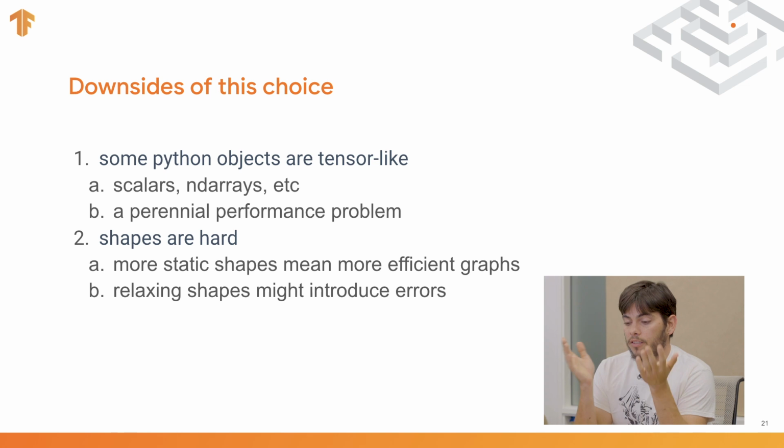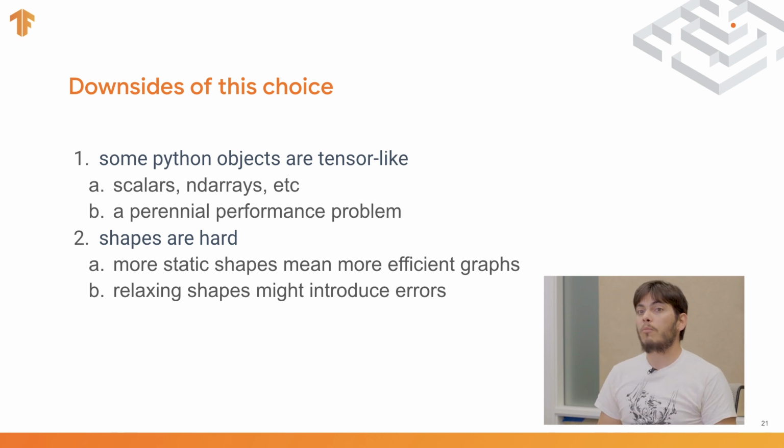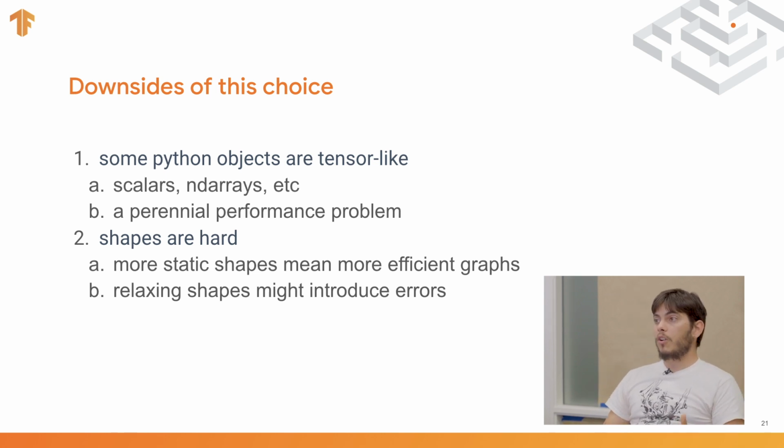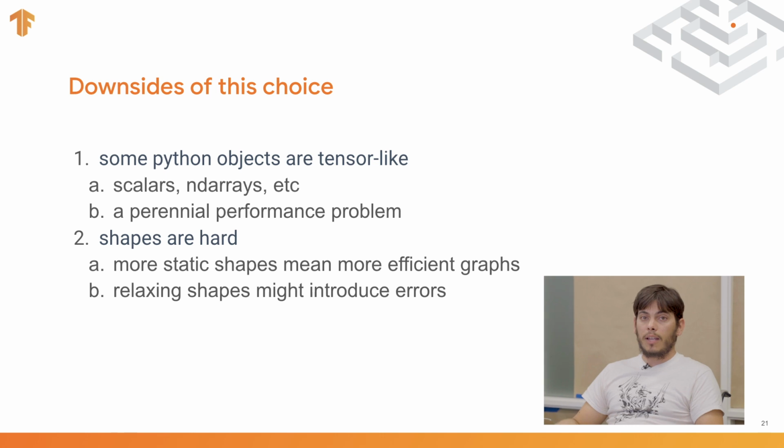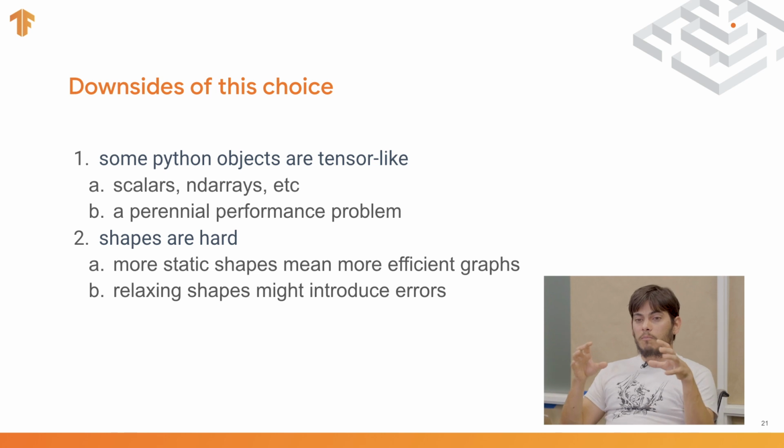So as I was saying, there are some downsides of this choice. The two biggest ones are, the first is that we do too much retracing, as I just mentioned. And the second one is that shapes are hard. Specifically, the more we have static shapes, the more efficient we can make our graphs. And in practice, due to the hardware that we use and the way we write, you want your graphs to mostly have static shapes in them so that we can be as performant as possible.